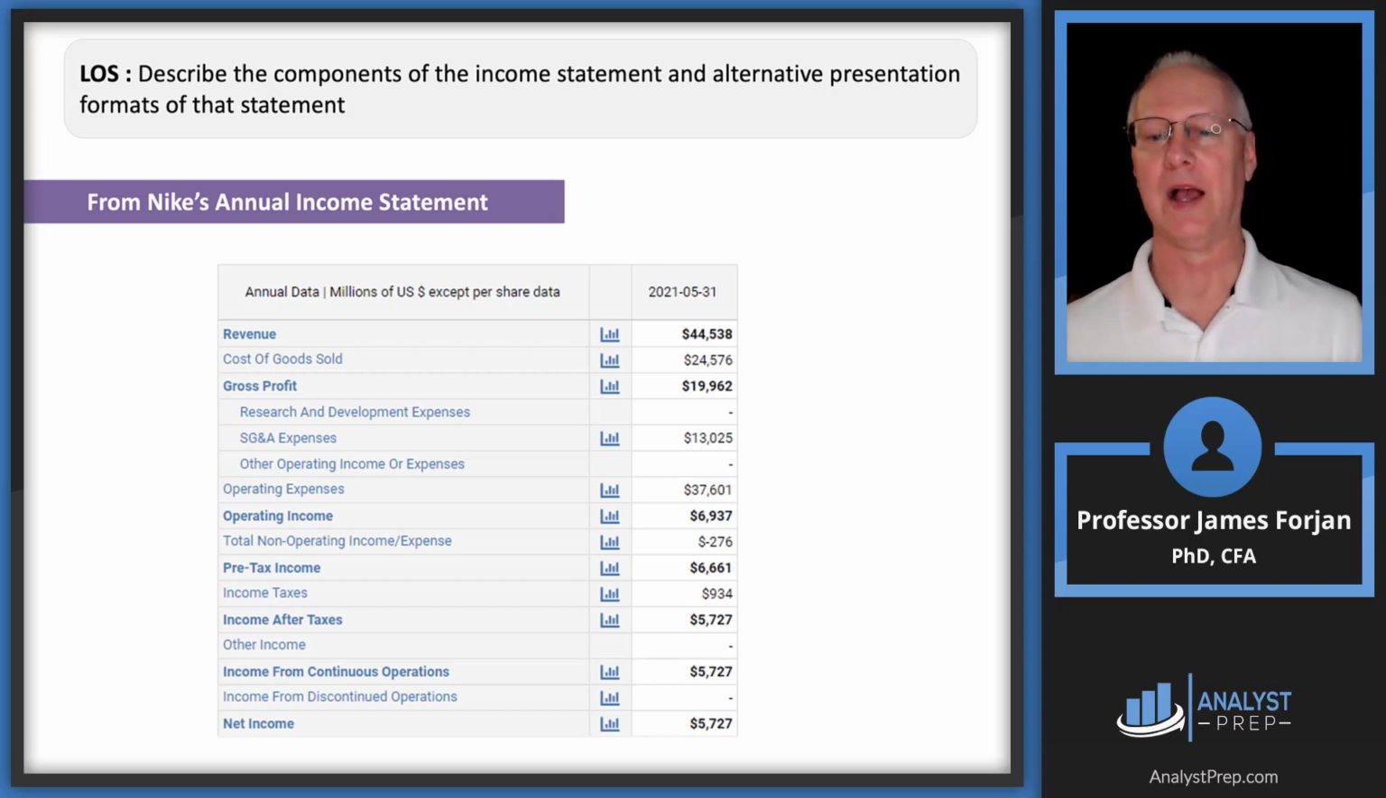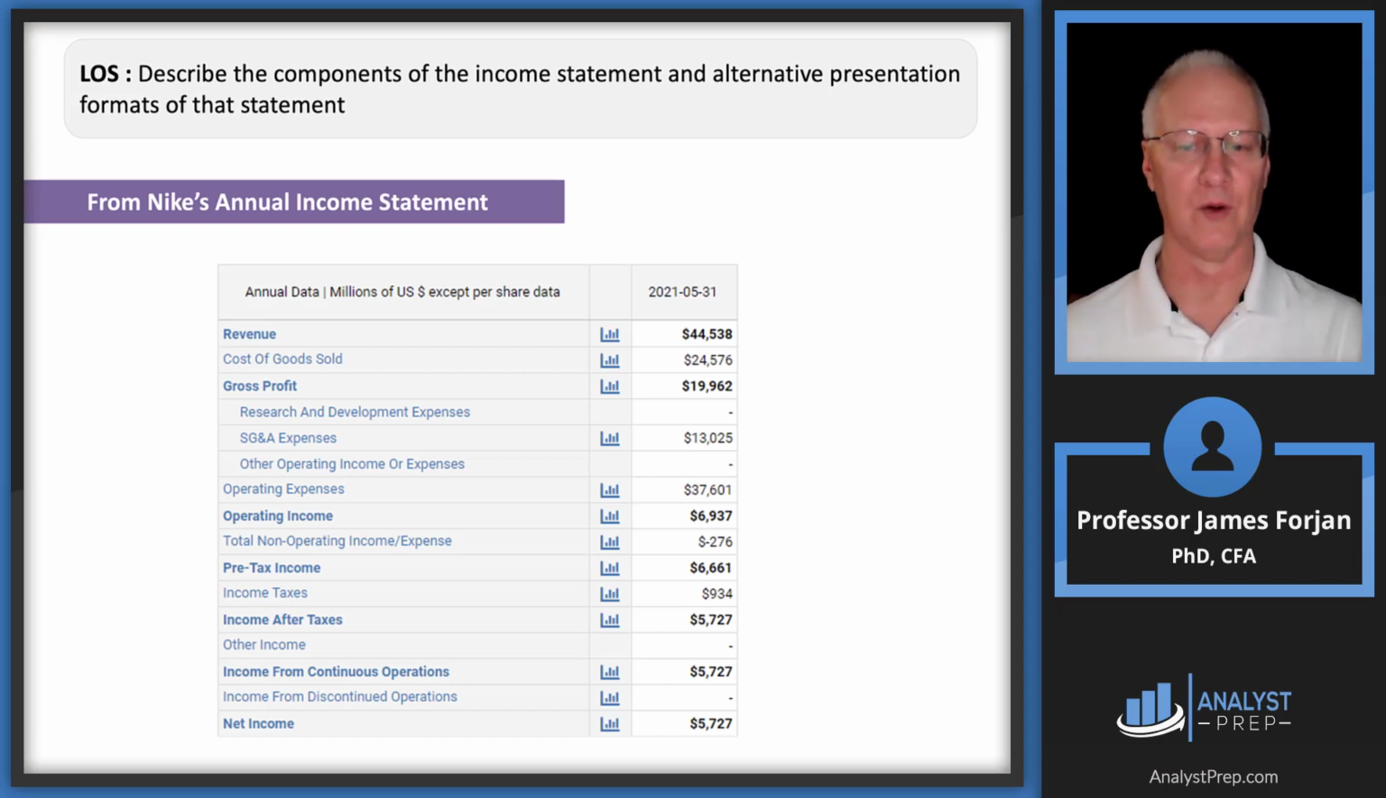So there's income taxes. That's almost $1 billion. So listen, don't ever let the politicians tell you that these wealthy corporations don't ever pay taxes. Right there it is. Nike pays income taxes of $1 billion. So there's income after taxes.